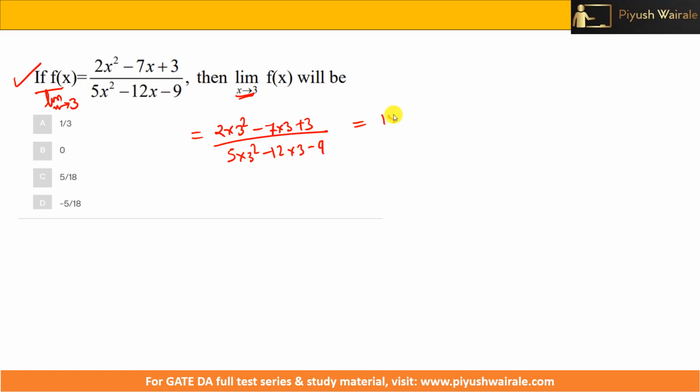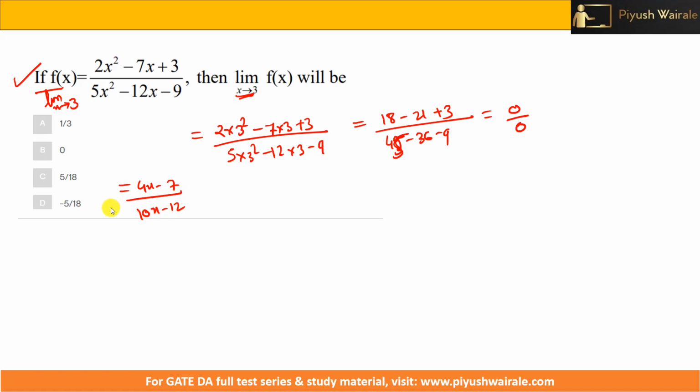2 nines are 18 minus 21 plus 3. And here 9 fives are 45 minus 36 minus 9. So that is 45, right? So 45 minus 45 is 0, and 18 minus 21 plus 3 is 0, so it is 0 by 0 form. Then just apply L'Hospital's rule. That's it. So take the derivative of the numerator. So it will be 4x minus 7, and here 10x minus 12.